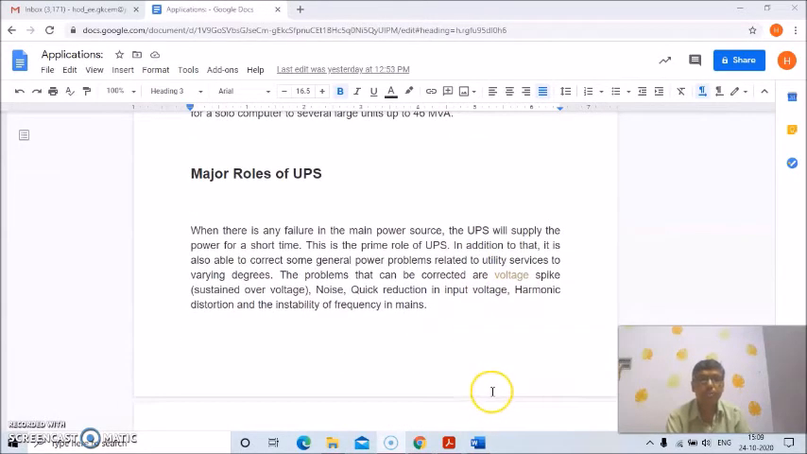The major role of the UPS is that when there is any failure in the main power source, the UPS will supply power for a short time, and this is the prime role of the UPS. In addition to that, it is also able to correct some general power problems related to utility services to varying degrees. The problems that can be corrected are voltage spikes, sustained over voltage, noise, quick reduction in input voltage, harmonic distortion, and instability of frequency in bands.